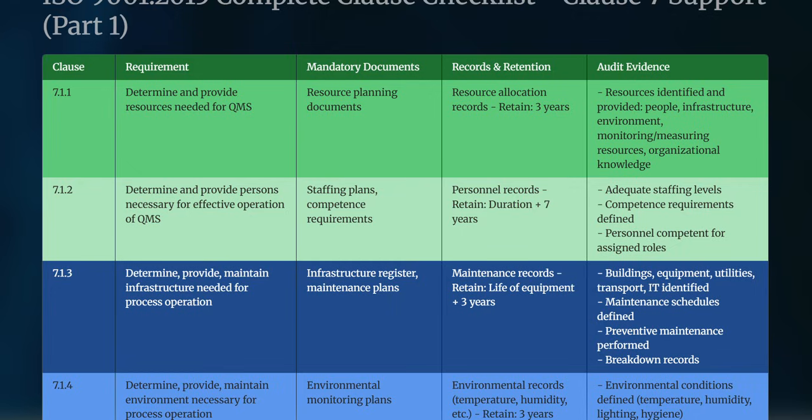During the audit, for evidence you need to present proof of buildings, equipment, utilities, transport, and IT being identified, maintenance schedules being defined, preventive maintenance being performed, and breakdown records being available.